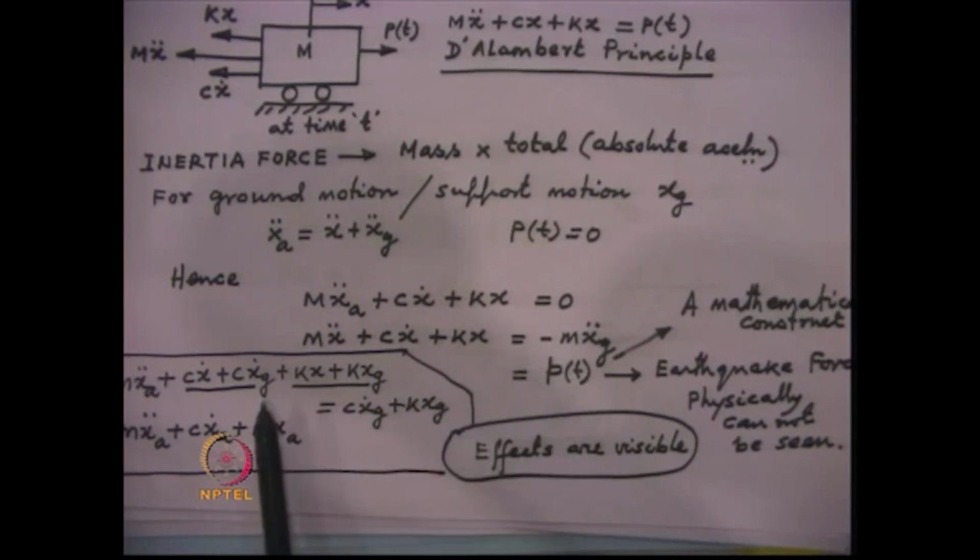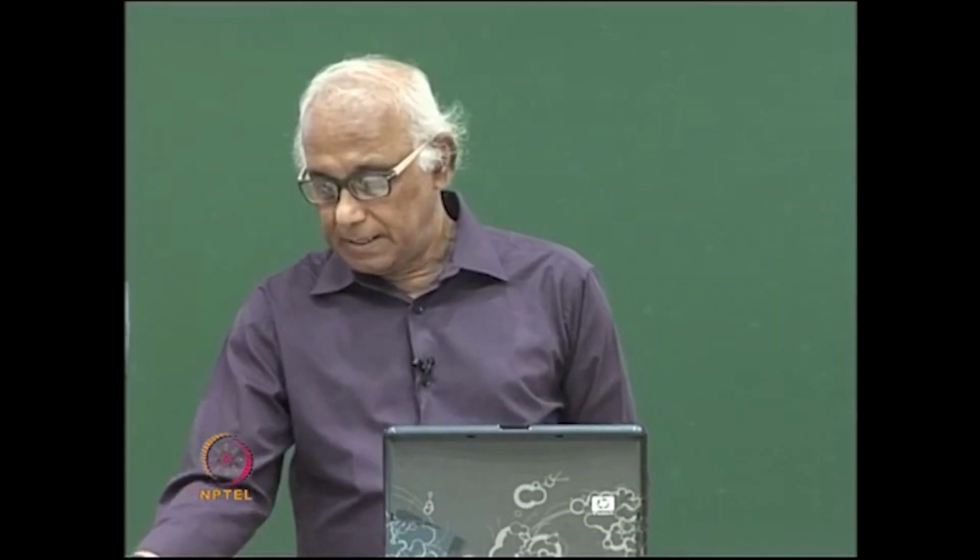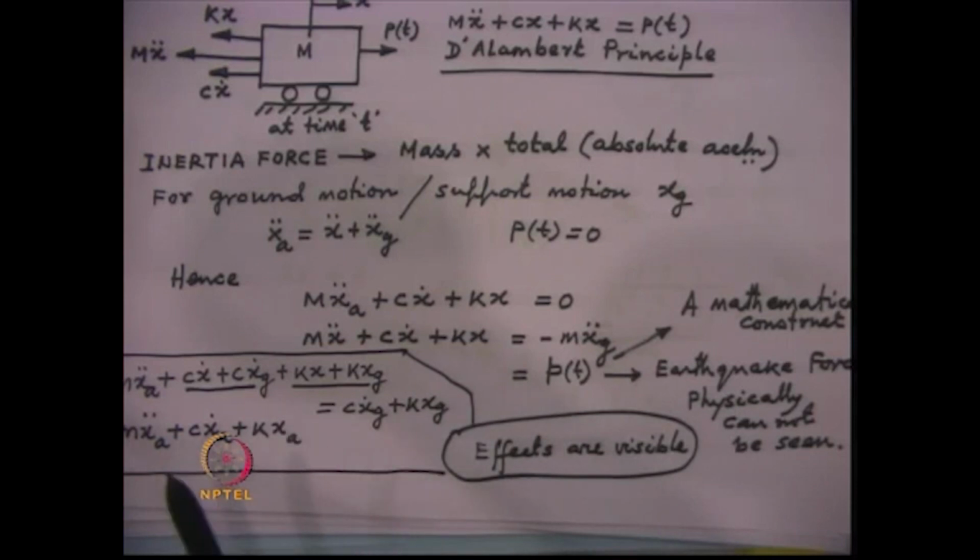This effective force P t, that is minus m x double dot g, is called the earthquake force, and this earthquake force is a mathematical construct. It cannot be physically seen, but the effect of this force can be felt or is visible. Therefore, the earthquake force that we talk of is in fact a mathematical construct.